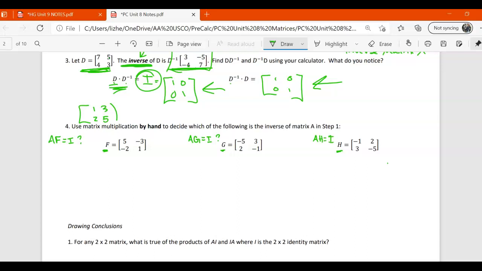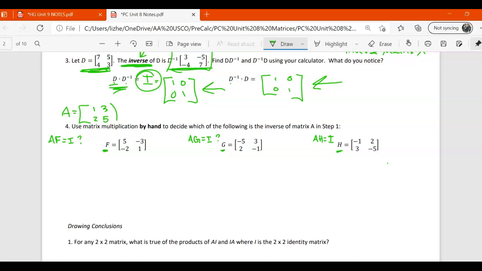That's the question. If A, which I wrote down earlier, is 1, 3, 2, 5, and I multiply it by F, I should get my identity matrix if it's the inverse. If I don't get the identity matrix, then it's not the inverse. So let's just do that real quick.